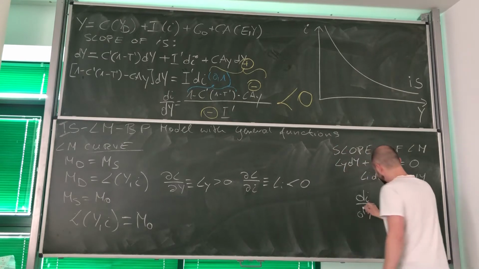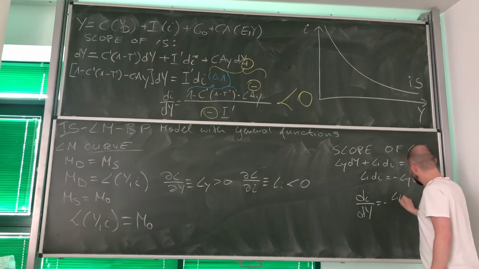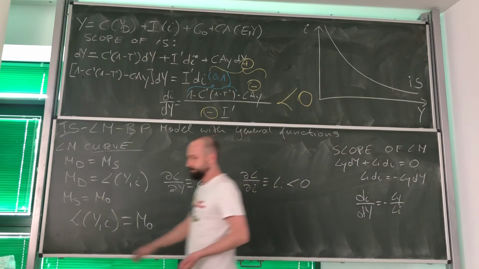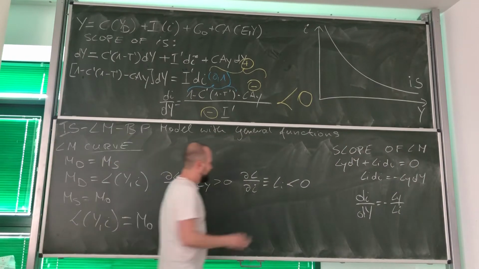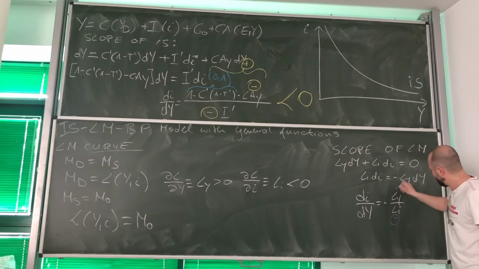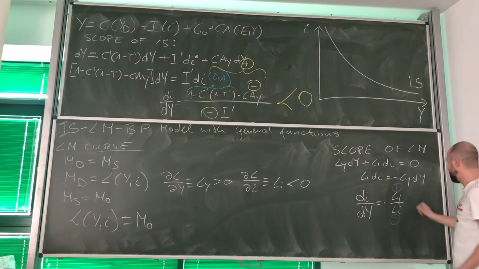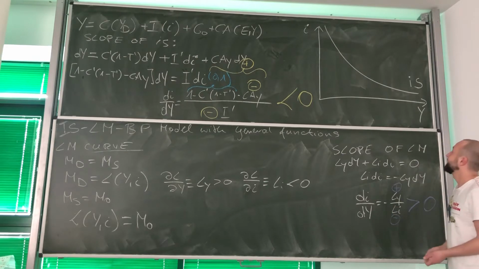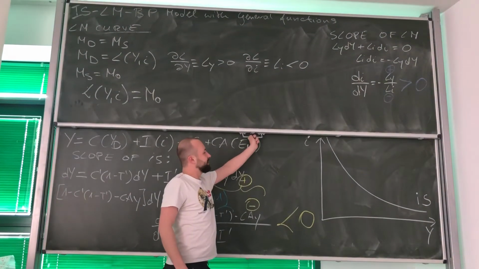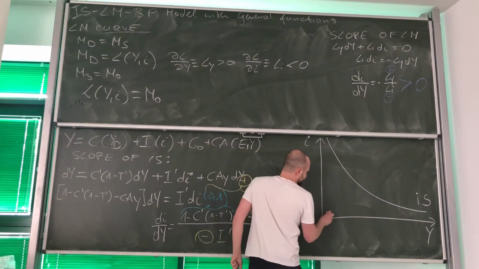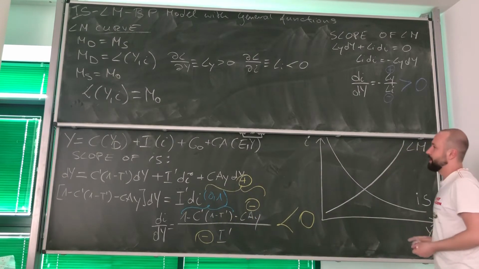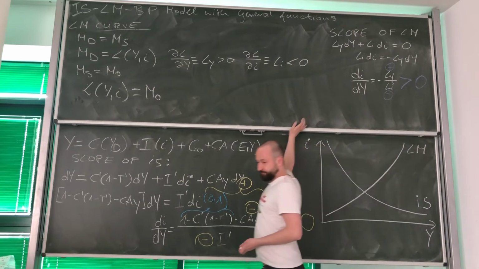of LM, which is equal to negative Ly over Li. We of course remember that because Li is negative, Ly is positive, and we've got minus in front, it must be bigger than 0. Now, we are finally ready to add the LM curve to our graph.